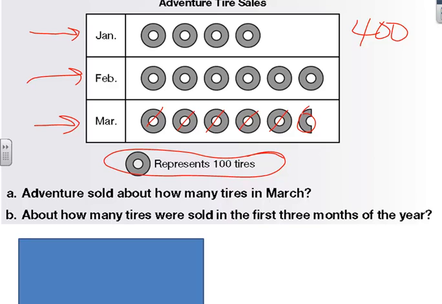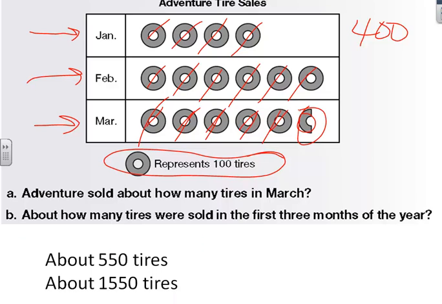How would you solve that? Oh, you just add them all up. Let's go ahead and start in January. 100, 200, 300, 400, 500, 600, 700, 800, 900, 1,000, 100, 200, 300, 400, 500. So 1,550. So our two answers are 550 and 1,550. Pretty easy stuff. I think everyone understands how to read that type of graph. I would hope so.